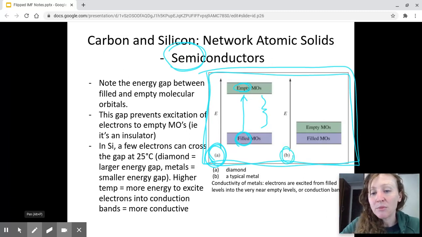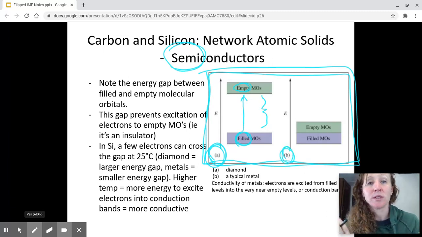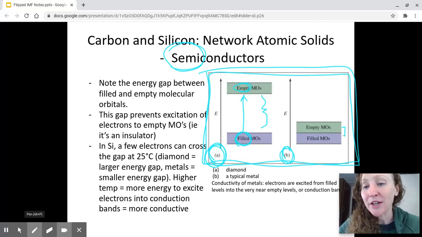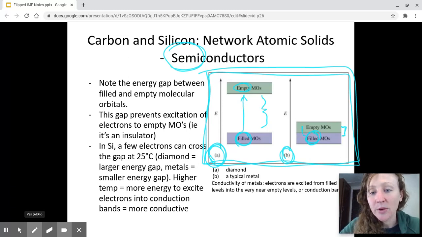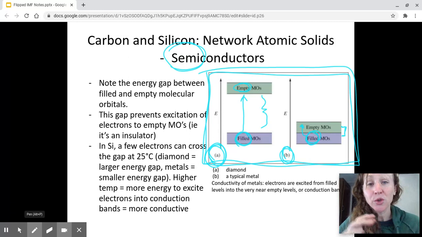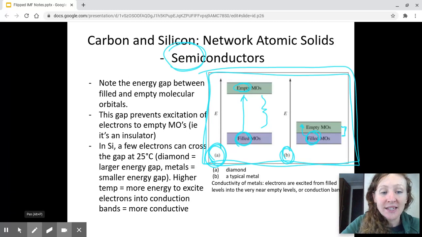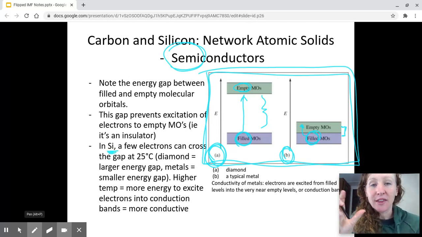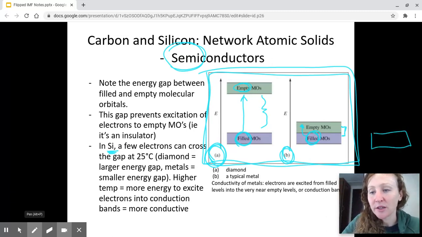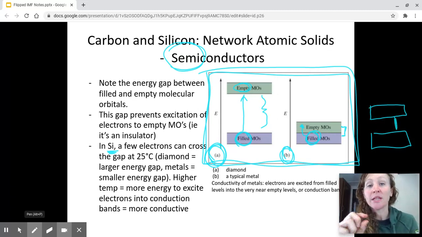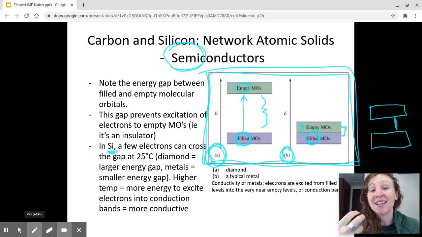If you look at B, B is representing the molecular orbitals for a metal. And notice there's no energy gap here. So electrons that are in these filled molecular orbitals can be promoted to the empty molecular orbitals super easily, right? Well, silicon is kind of the in-between. So silicon has an energy gap between its filled molecular orbitals and its empty molecular orbitals, but the energy gap isn't super big, and so electrons can be promoted under the right conditions. And so it makes it a semiconductor.